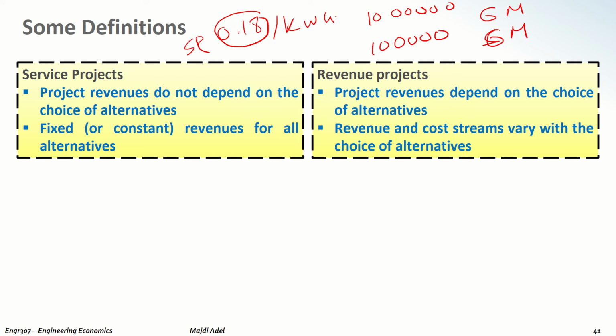Okay. On the other hand, revenue projects: the revenue depends on the alternative. العائد تبعي أو الإنكم تبعي يختلف باختلاف البروجكت اللي أنا راح أختاره، أو باختلاف الإنفستمنت اللي أنا راح أعمله. For example, I'm going to have a restaurant, بدي أبني مطعم، بدي أفتح مطعم. If I choose a certain type of restaurant, it will generate different revenue from other types. أنا بدي أختار مطعم وجبات سريعة، مش زي مثلاً مطعم وجبات إيطالية، مش زي مطعم pizza restaurant.